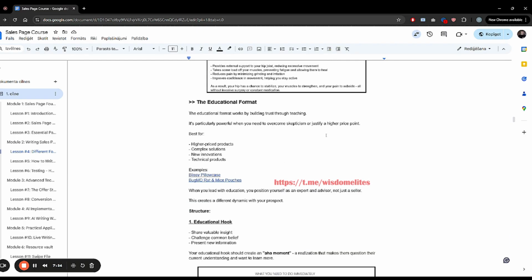Now, moving away from the direct response format, we have the educational format. The educational format works by building trust through teaching. It's particularly powerful when you need to overcome skepticism or justify a higher price point. It's best for higher price products, complex solutions, new innovations, and technical products.